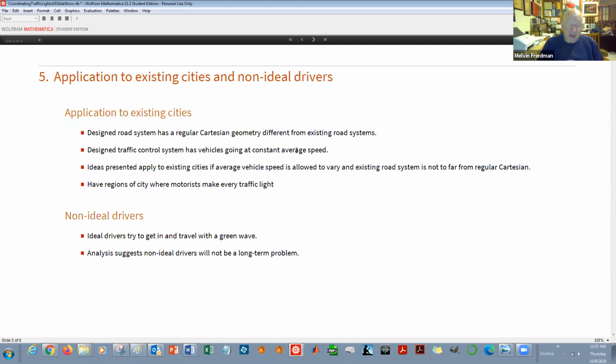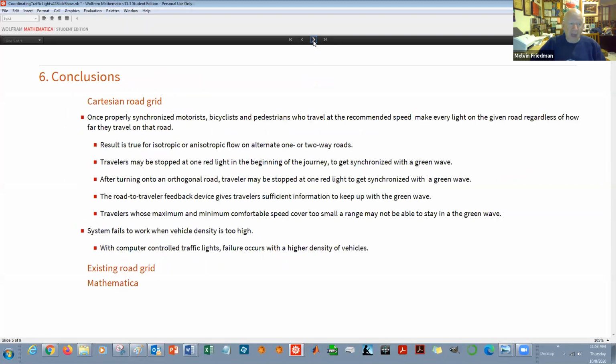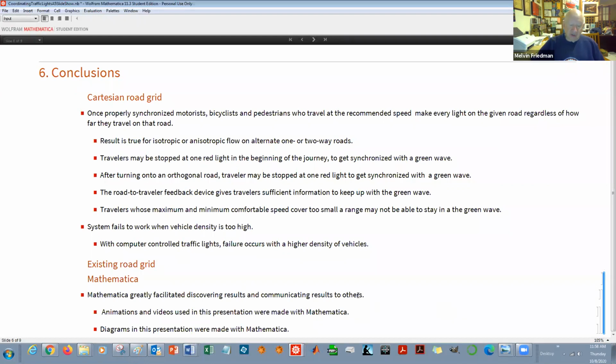This analysis I've done up to here assumed ideal drivers, and ideal drivers are ones who try to get in and travel with the green wave. Analysis shows that non-ideal drivers will not be a long-term problem. Finally, I come to my conclusions, and I wanted to say Mathematica greatly facilitated discovering results and communicating results to others. The animations and videos used in this presentation were made with Mathematica, and all the diagrams in this presentation were made with Mathematica. And now I will entertain questions.